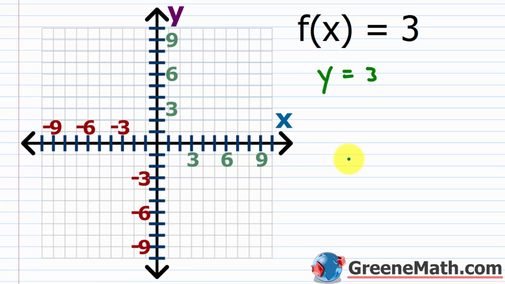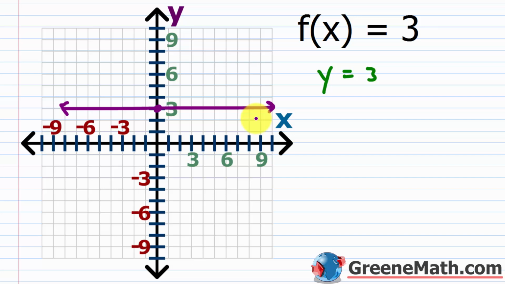So all you need to do to graph this line is go up to 3 on the y-axis. So let's just say right there. And we draw a horizontal line that crosses through that point, 0, 3. Let me make that a little better. I'm just going to use my eraser and knock that part off. And I'll put an arrow at this end and an arrow at this end. It continues indefinitely in each direction.